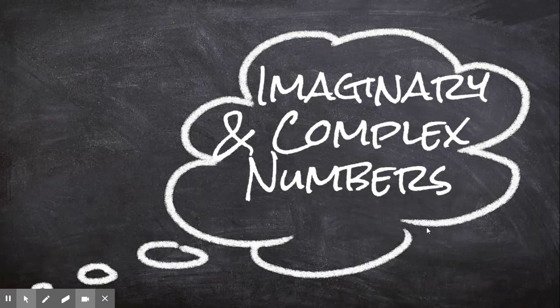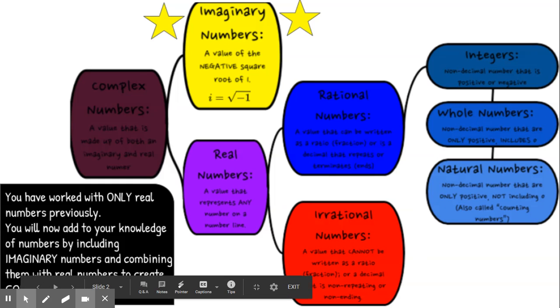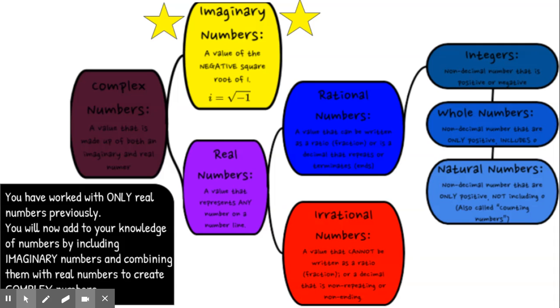So today we're going to be talking about imaginary and complex numbers. For your whole mathematical life, and we started this school year even talking about it, you had the real number system, okay? And the real number system is this bottom portion. And I gave this to you earlier on in the school year, like I said. The real numbers is any number on a number line. And then that can be broken down into rational numbers, irrational numbers, and then my integers, whole, and natural numbers.